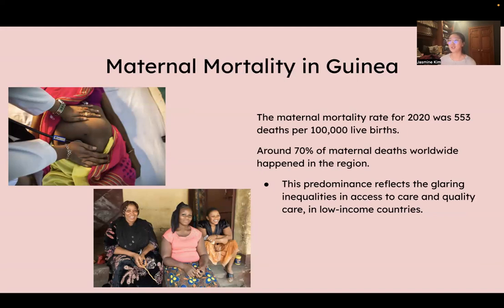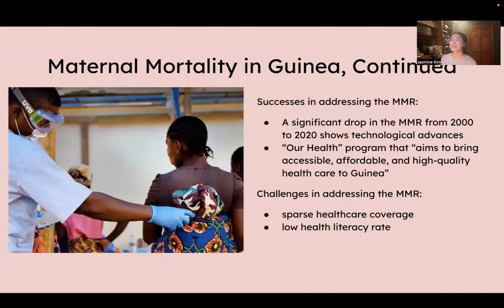Around 70% of maternal deaths worldwide happen in this region. This predominance reflects the glaring inequalities in access to care and even so to quality in care in low-income countries. The MMR in Guinea has improved significantly from 2000, going from 971 deaths per 100,000 live births to 553. However, the sparse healthcare coverage and low health literacy rate makes it difficult for the population to have access to hospitals, doctors, and health education.